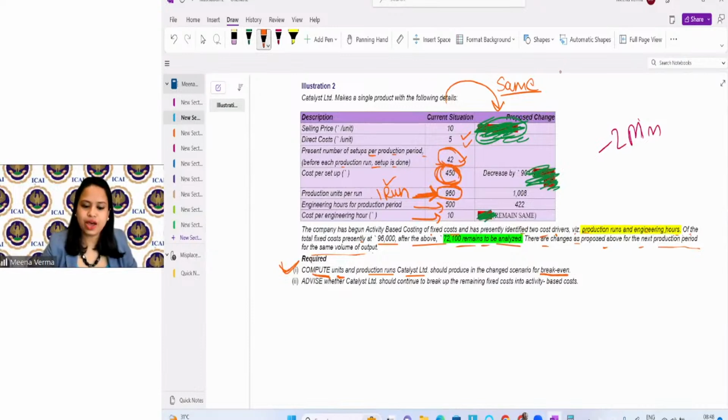So you have to find out here under the proposed scenario what will be the break-even point. You have to find what the break-even point is under the proposed scenario. So what is happening here if you compare the scenario?